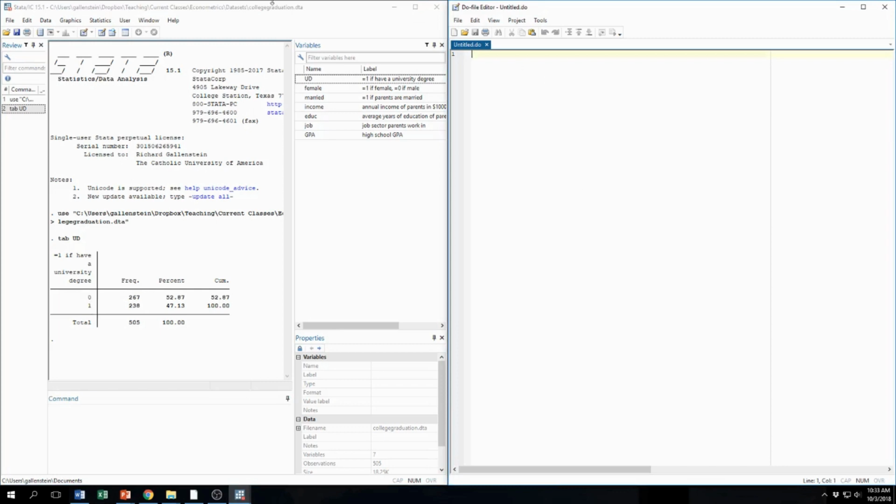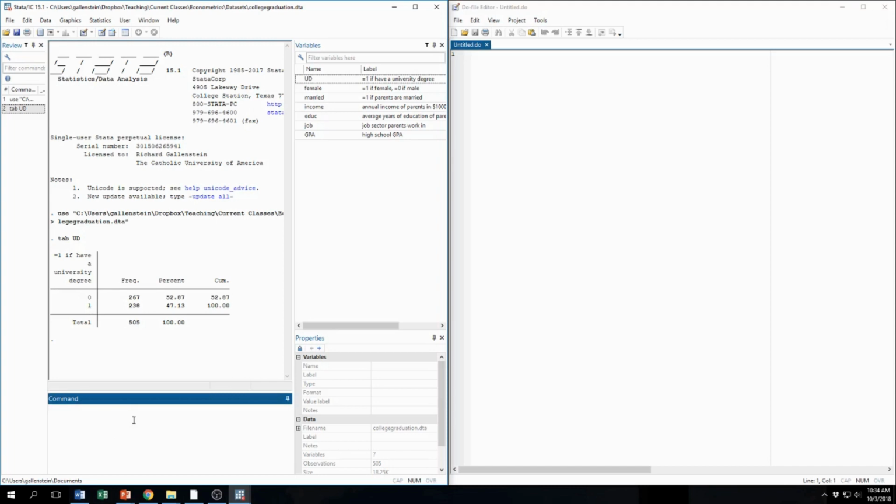All right, and so what we're going to want to do is create a model that allows us to identify the important determinants of the probability that someone will fall into one of these groups. What is the probability that someone will fall into the having a university degree group? What's the probability that someone will have a university degree?